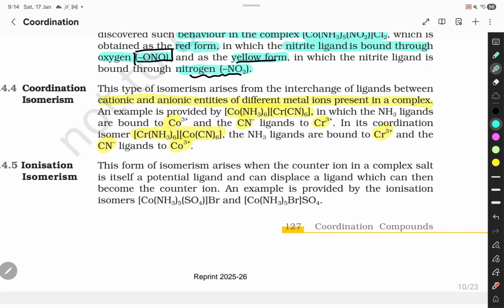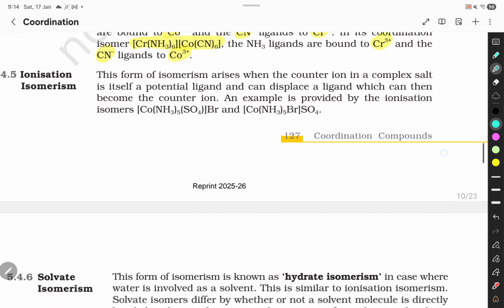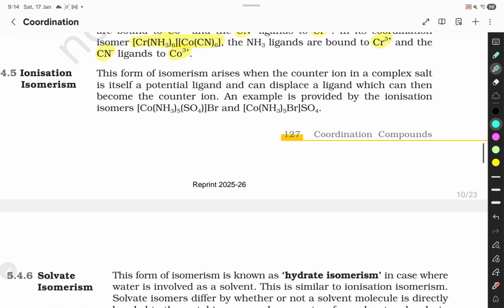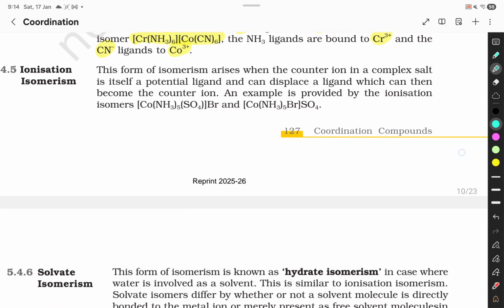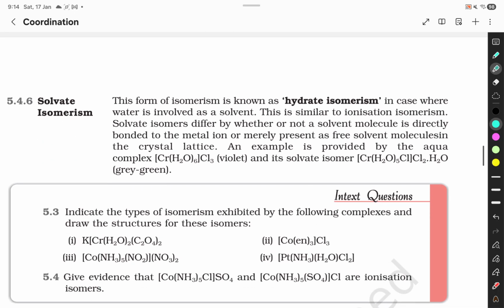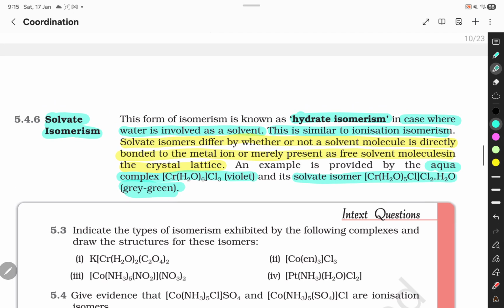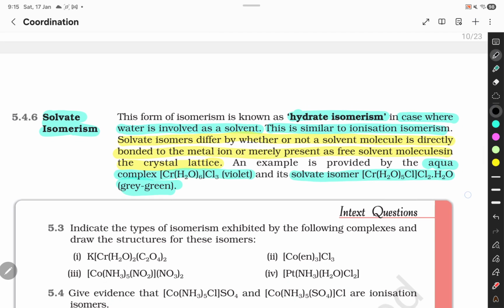Coordination isomerism, everybody knows. I mean, it's common sense, right? Ionization isomerism is also common sense. There's nothing special in this. Solvate isomerism also, I think it has nothing special, but I'll let you know. So yeah, actually, this paragraph ended up turning into something important that I did not know.